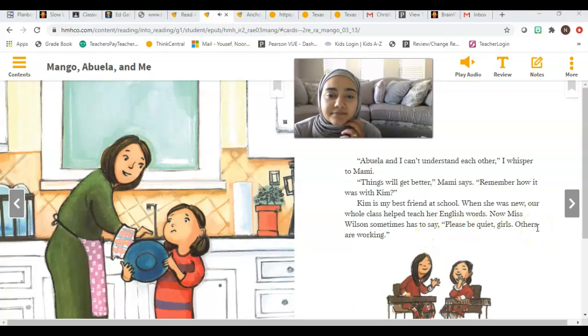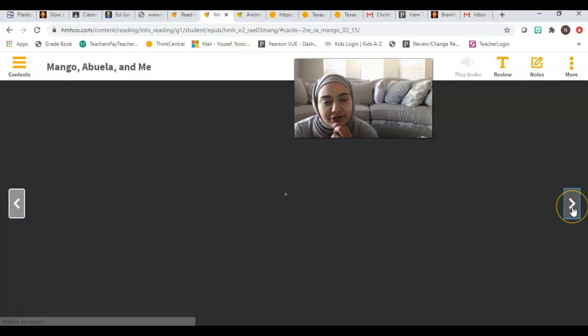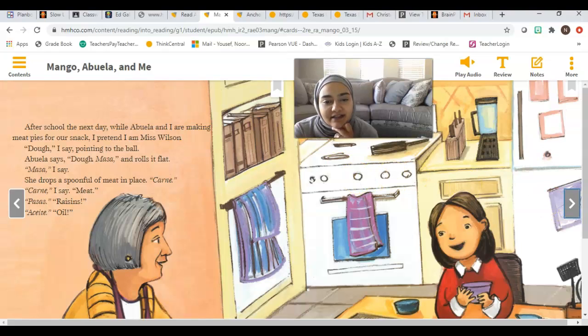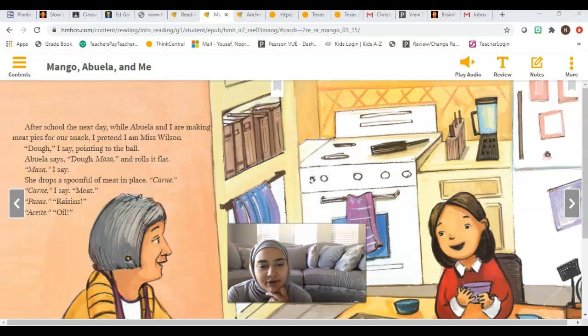Others are working." So she had a friend that didn't speak English, and then they still got along and learned how to communicate with each other. So maybe she's going to find the same solution with her grandma.